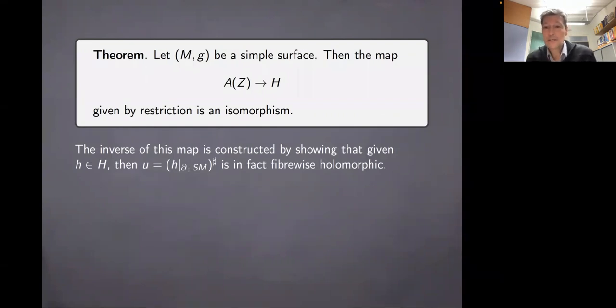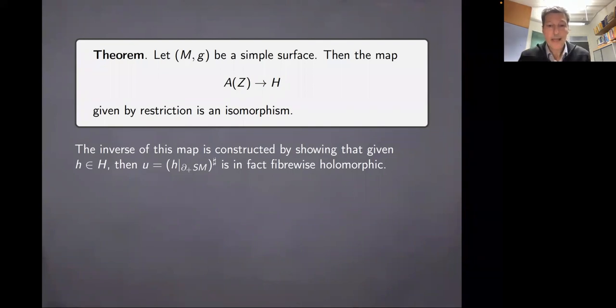Okay, so where does that come from? Well, I'm going to tell you what the inverse map is, right? Clearly, you can always take the restriction map, and it's going to be an element in H, because things will be fiber-wise holomorphic. But how do we go back? How can we produce from an element in H a holomorphic function in twistor space? Well, you do the following.